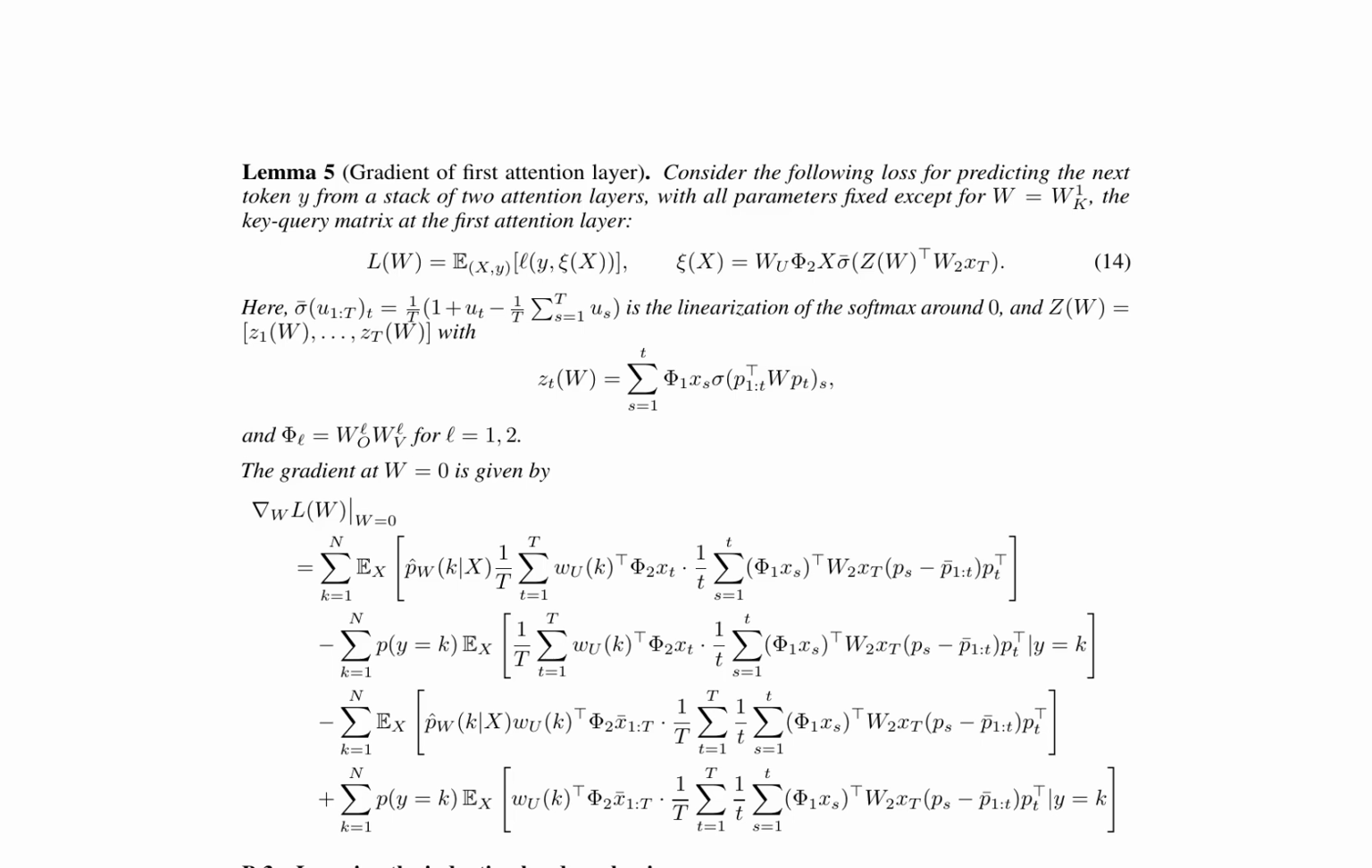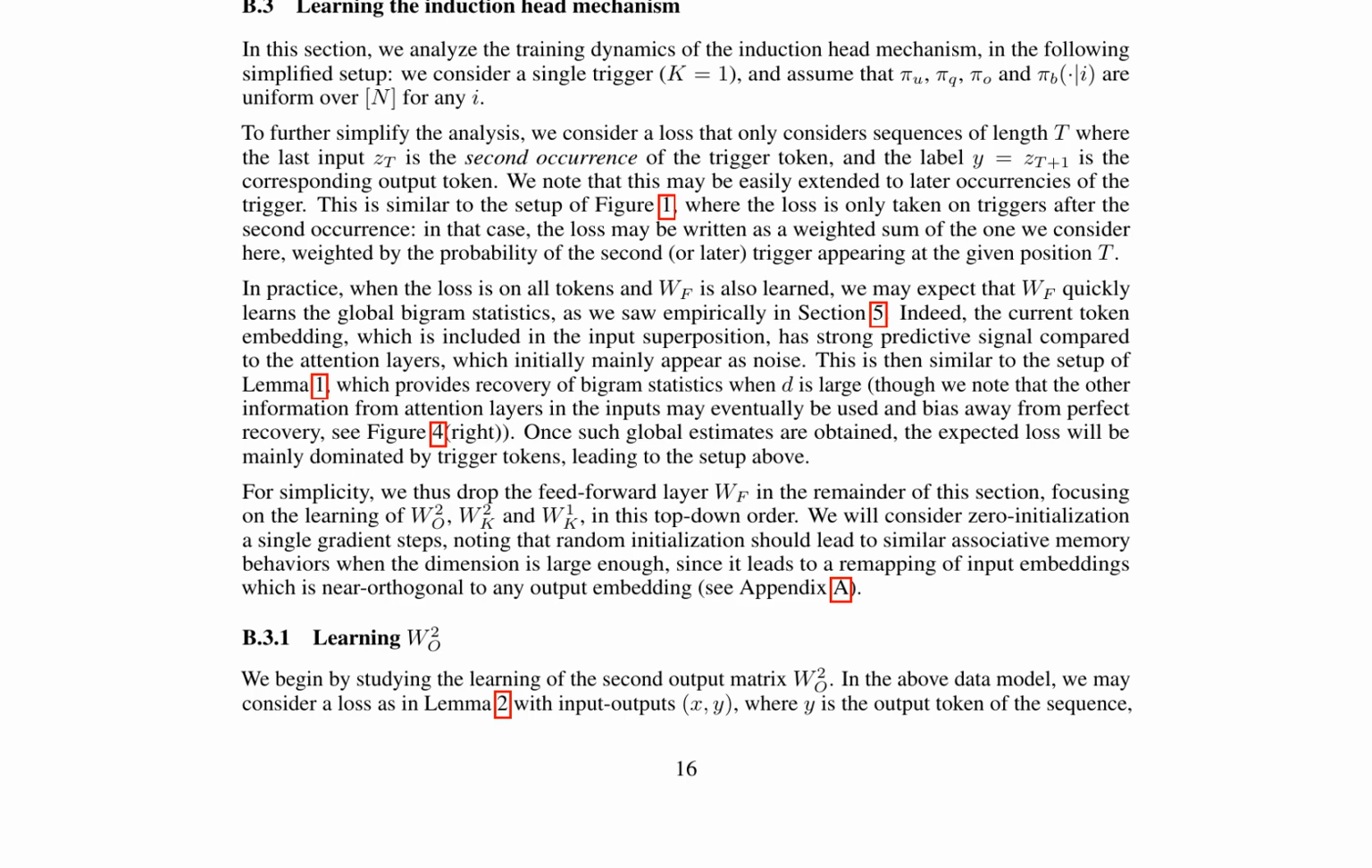a single gradient step. The authors note that random initialization leads to a remapping of input embeddings that is near orthogonal to any output embedding, which is similar to the setup of lemma 1. This leads to the recovery of bigram statistics when the dimension is large enough, as shown empirically in section 5. Overall, the authors provide a detailed analysis of the gradients of attention key-query matrices and the training dynamics of the induction head mechanism, highlighting the importance of associative memories and bigram statistics in the learning process.